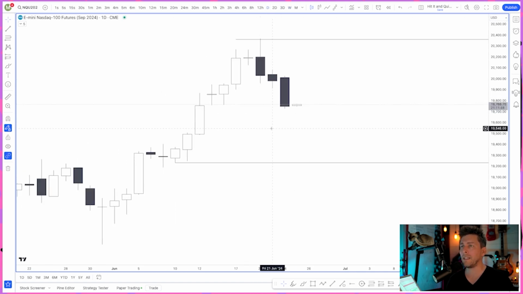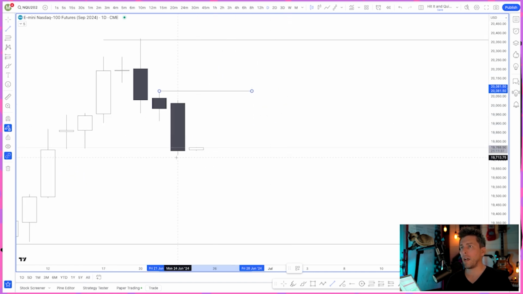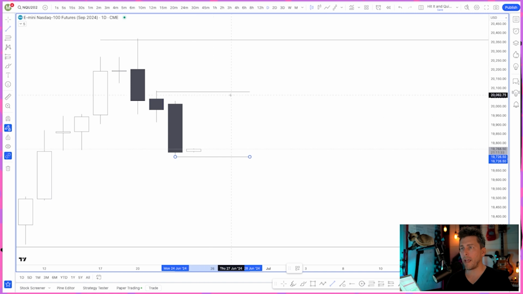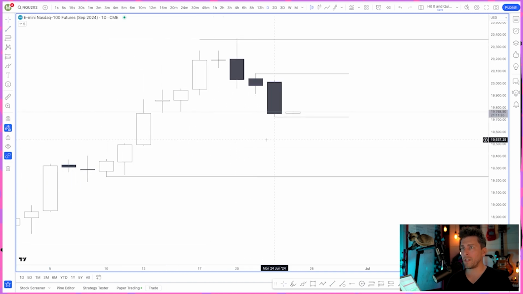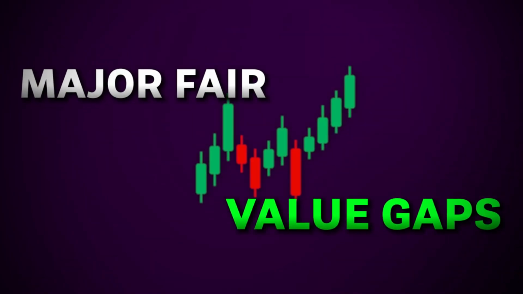I'd go down to my daily and I would look at any previous daily high or low that has not been grabbed. So here is previous day's high, previous low is grabbed, and then I would see yesterday's low has not been grabbed either. So we'll go ahead and mark that. Then I would look to see if there are any major fair value gaps.